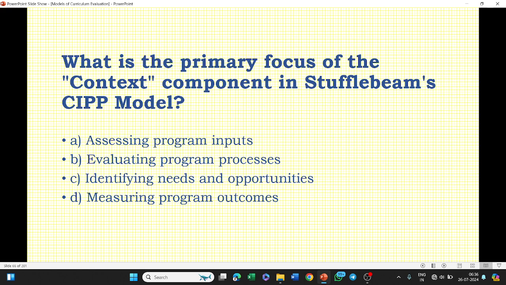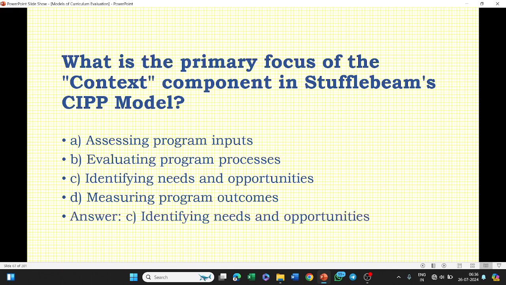What is the primary focus of the context component in Stufflebeam's CIPP model? Options: assessing program input, evaluating program processes, identifying needs and opportunities, measuring program outcomes. Answer of this question is option C, that is identifying needs and opportunities.